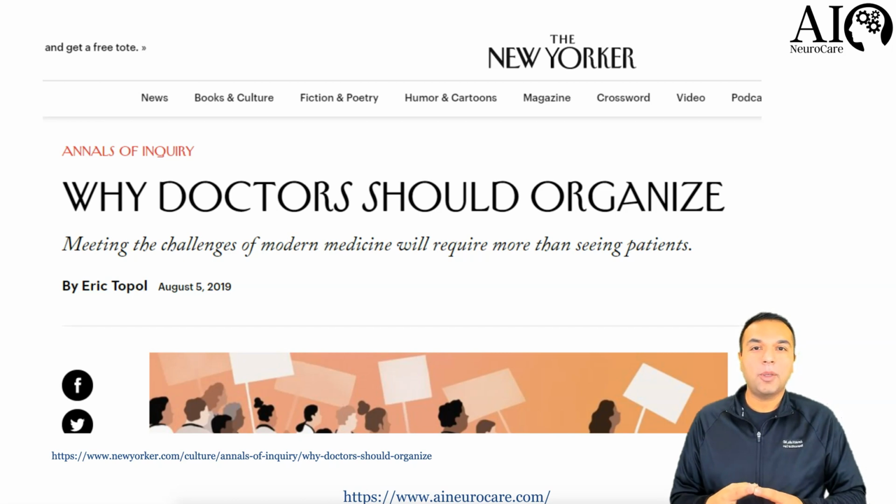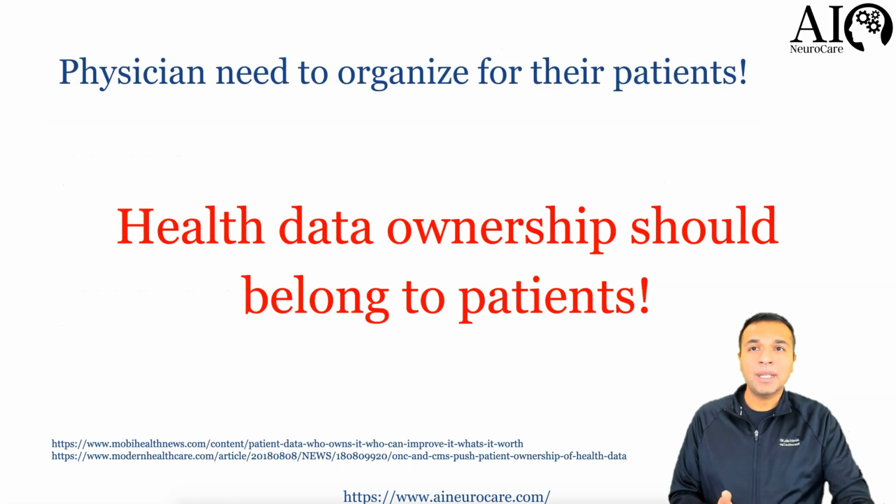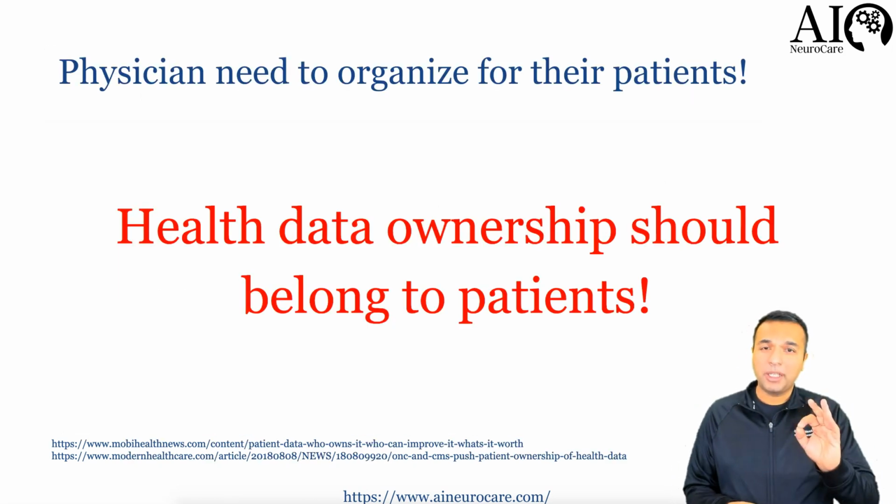And here he makes the argument that organization of physicians is extremely important, not just for physicians. As a matter of fact, he barely speaks about physicians in this article, but more so about patients. And patients will actually be important in this situation. This is one of the most important reads. I urge you to read this article. And I truly believe that physicians need to organize. Let me clarify.